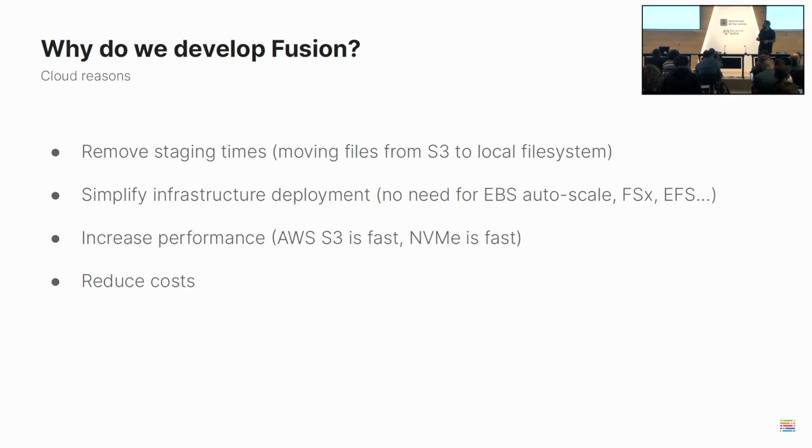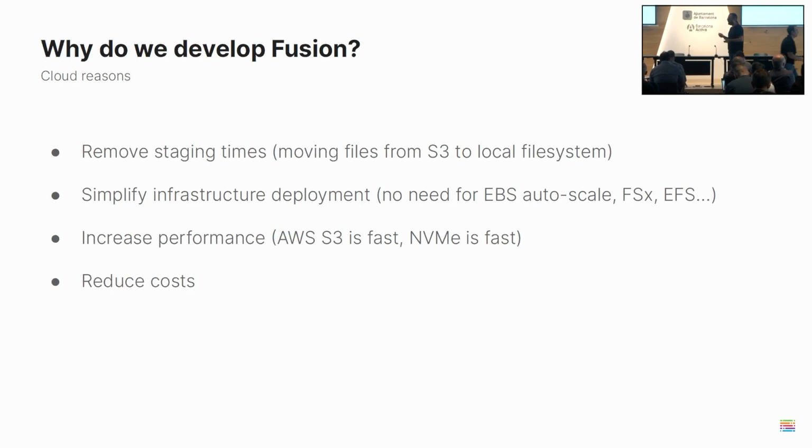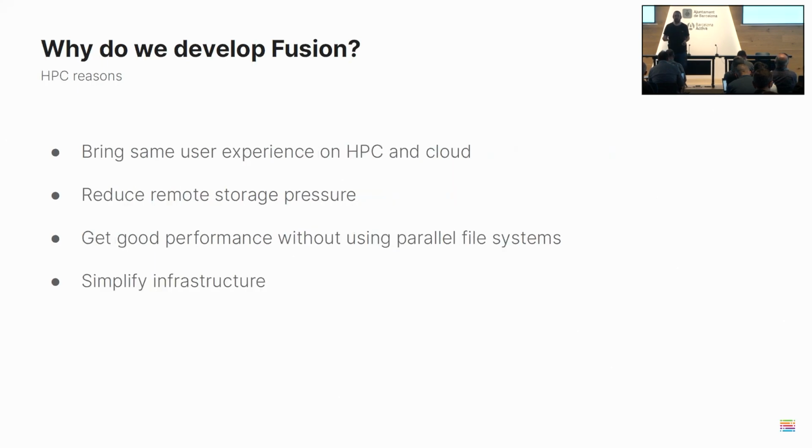Also, at the beginning, we wanted a solution similar to what you get with FSx Lustre, in some way trying to take advantage of the fact that S3 is fast and the local NVMe disks are fast. And at the end, of course, all this was to reduce the cost when you run a big pipeline with Nextflow in the cloud.